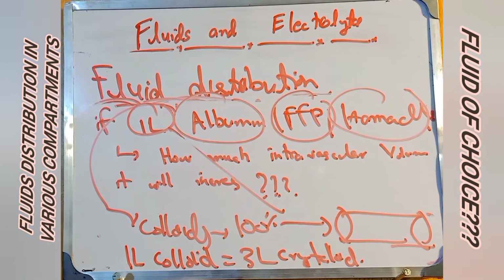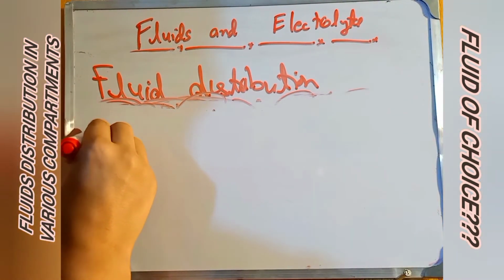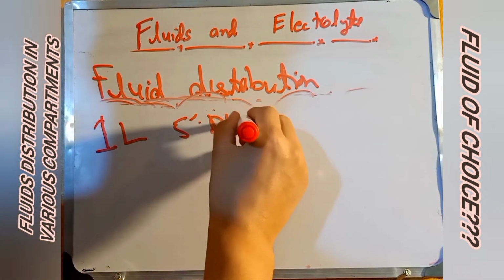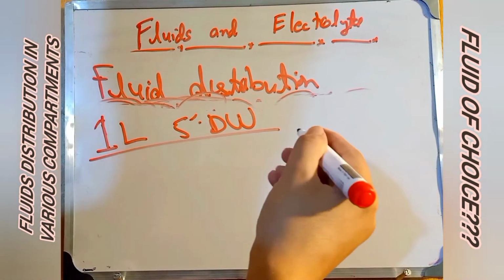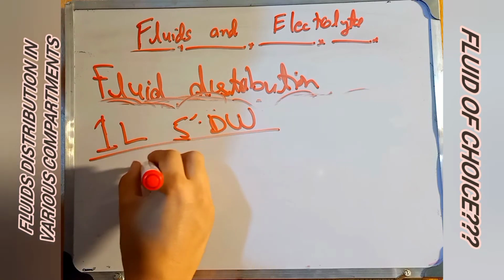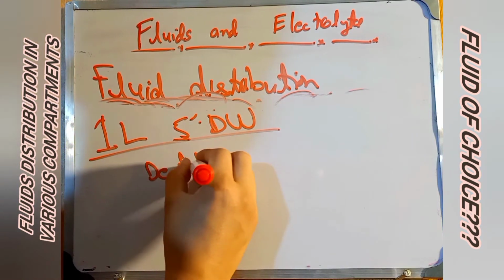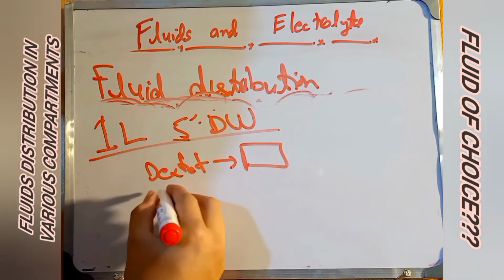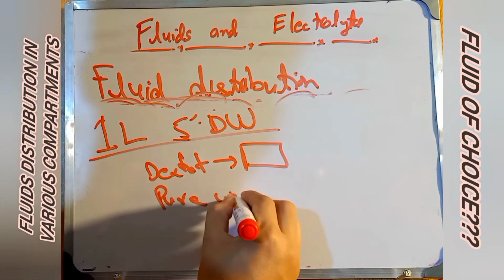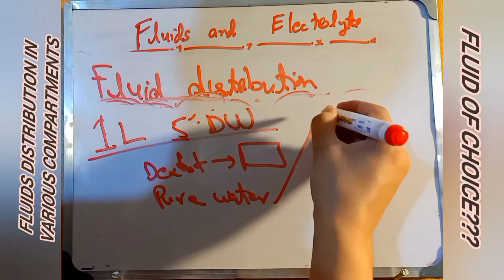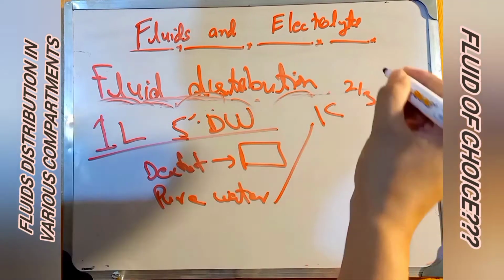Now moving on further, I will again tell you about the distribution of 5% dextrose water into the various components of the body. You might be amazed that if you give 1 liter of 5% dextrose water, only 110 ml will rise in the intravascular volume. It seems awkward, but I am proving this. You must know that dextrose, when it goes into the body, will be metabolized by the cells, and the rest, pure water, will remain.